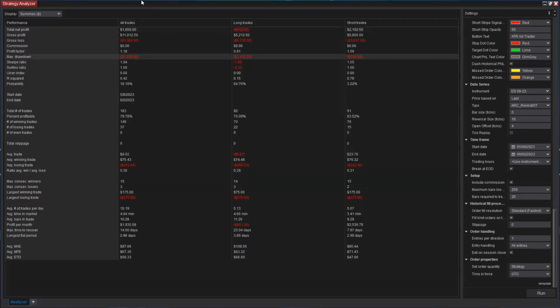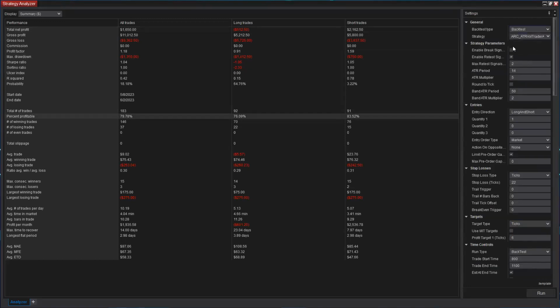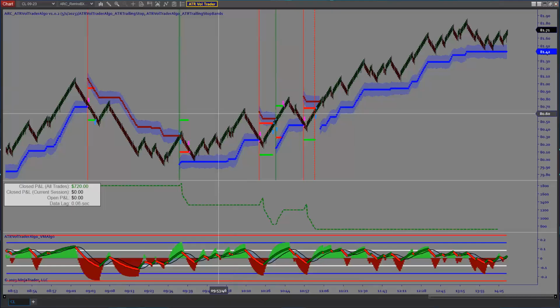1650, 1350 drawdown. Okay. 80% profitable. This one was the retest. This is more like the scalper's approach. So there was that one.